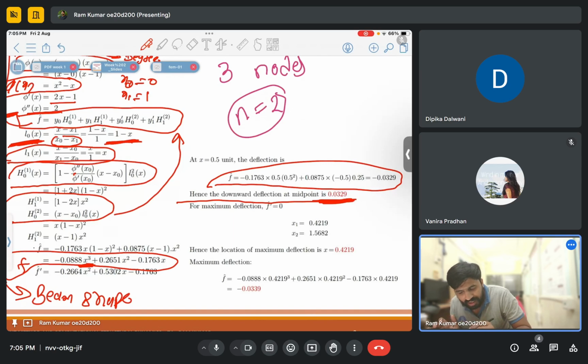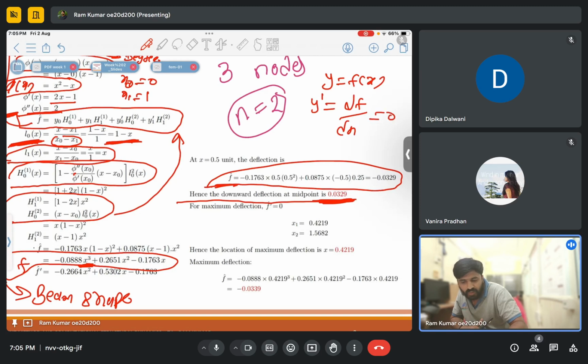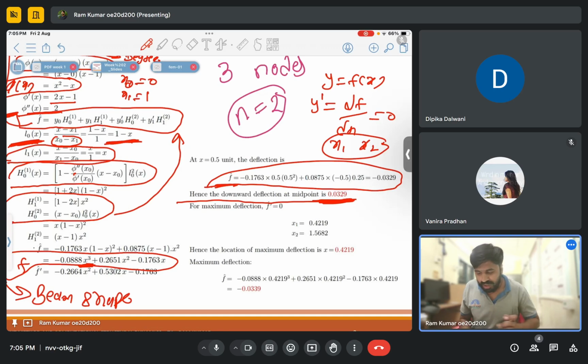Then they are saying deflection at x equal to 0. No, they are saying maximum deflection. Then how will we calculate maximum deflection? We are going to differentiate this one and put that equal to 0. If I want to calculate y equal to f x, we will calculate y dash equal to df by dx equal to 0. Then we will get two values x1 and x2. To calculate the maximum, we are taking the derivative, right? So we will get x1 and x2.